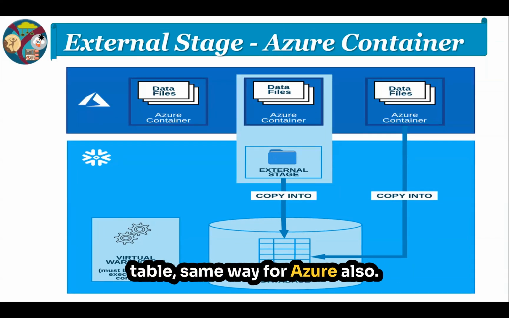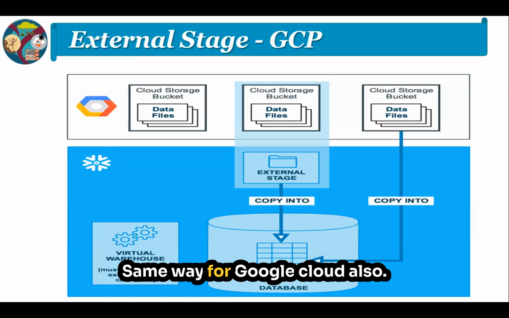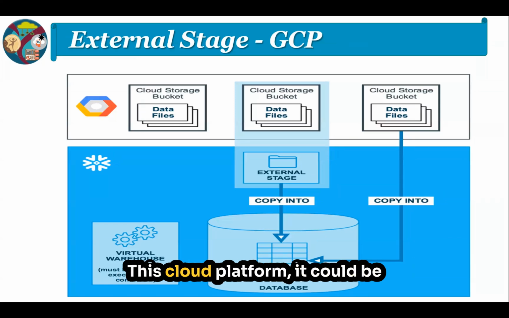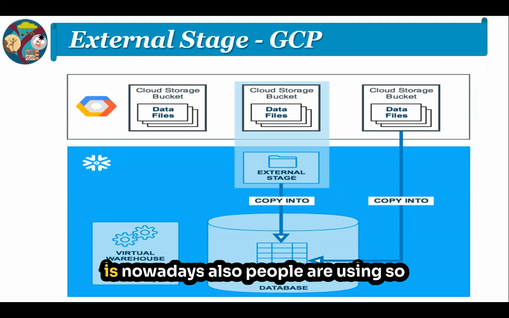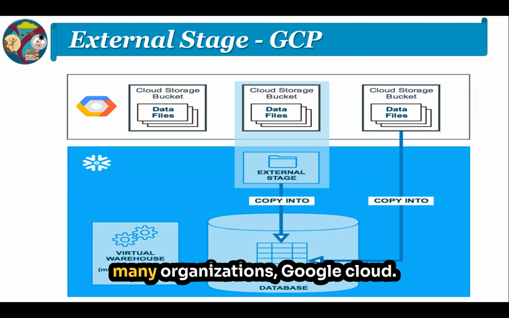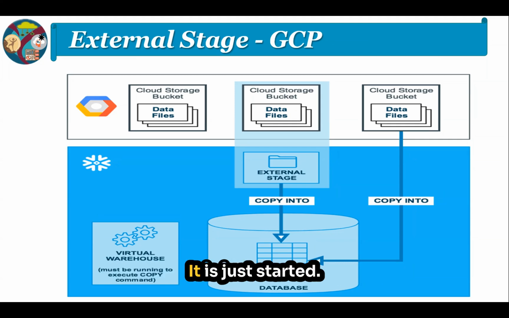Same way for Azure also. Same way for Google Cloud also. The cloud platform could differ with respect to the organization. Functionality-wise, everything will be the same. Out of these three, AWS is the most popularly used, and Azure is also used nowadays by many organizations. Google Cloud has just started. It is going on.